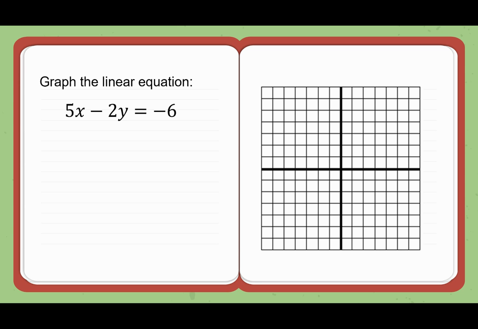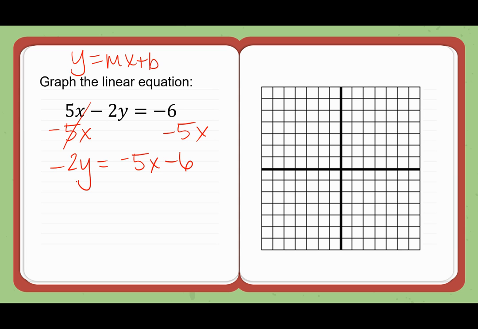This is actually standard form, and we need to still get it to y equals mx plus b. So the first thing I want to do is subtract 5x from both sides. It's minus 5x minus 6, and then I divide everything by -2. So -2 divided by -2, I finally got y by itself. -5 divided by -2, only the negatives cancel, but 5 and 2 don't have a common factor to take out. -6 divided by -2 is +3.